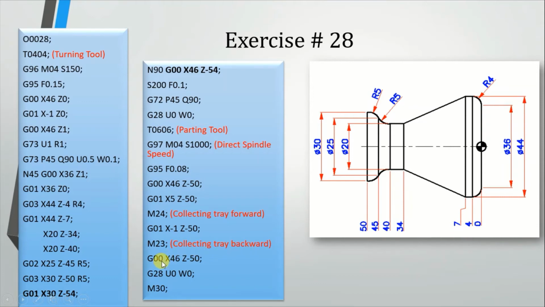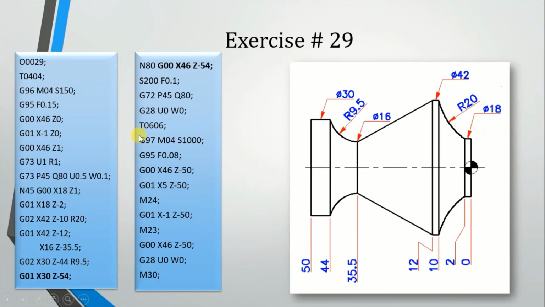M23, collecting tray backward, means it will be closed. And then G00 X46 Z-50, the tool will go back, X46 Z-50, and then home position M30. So this is the way. Whenever we want to use the parting tool, this is the program for the parting tool. Every time the same, no need to change. Let's see the next program, which is similar to this.